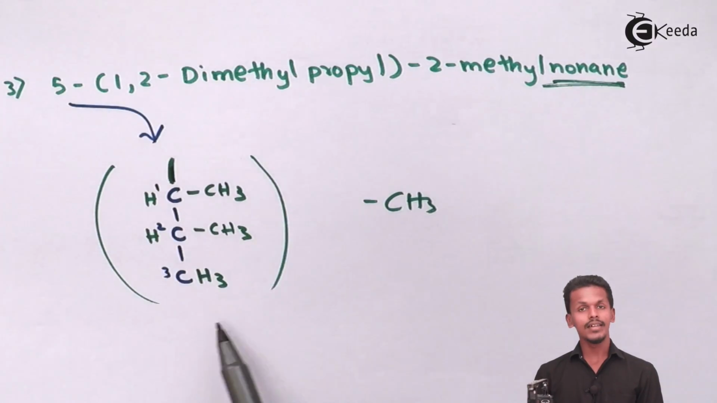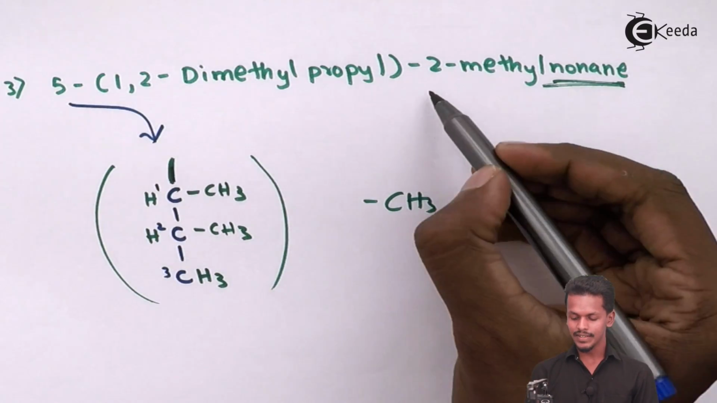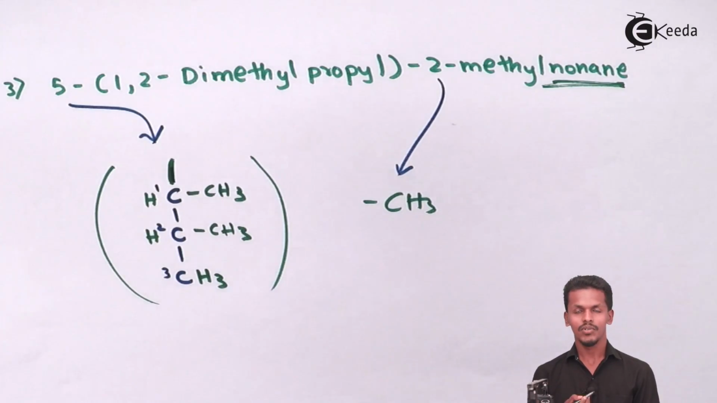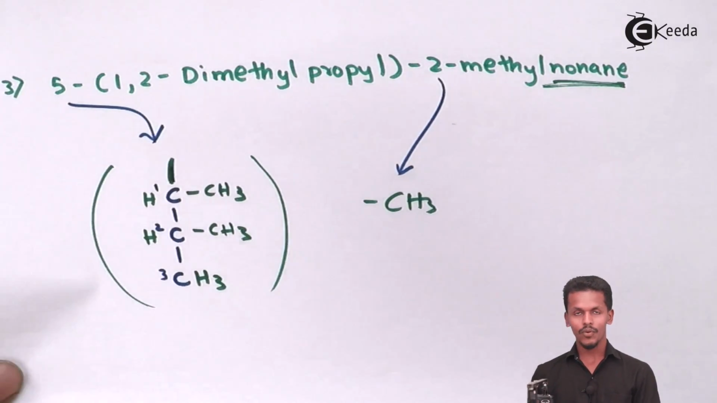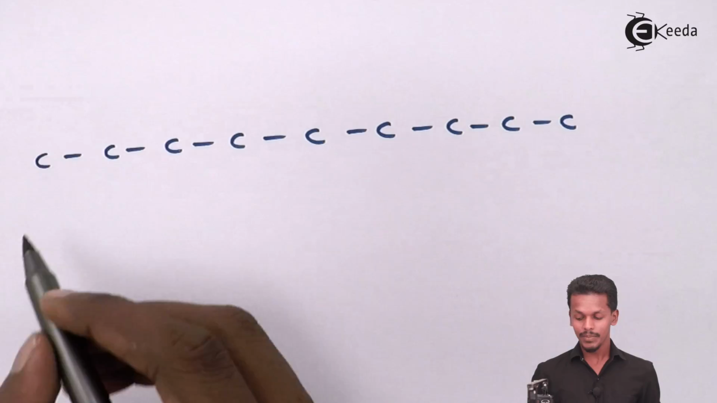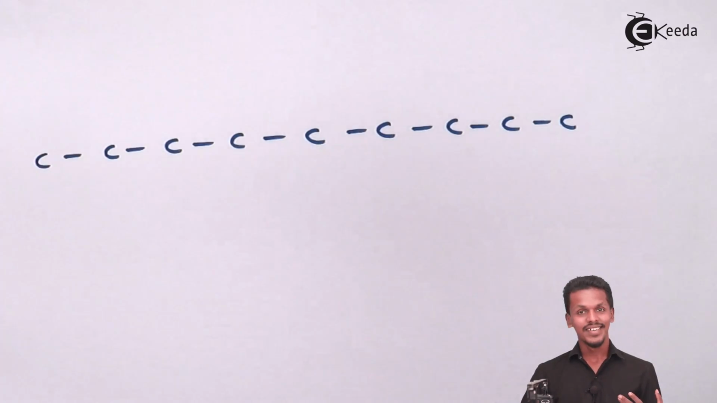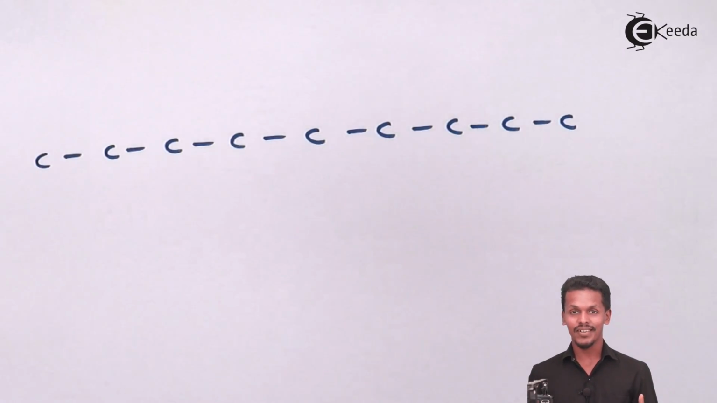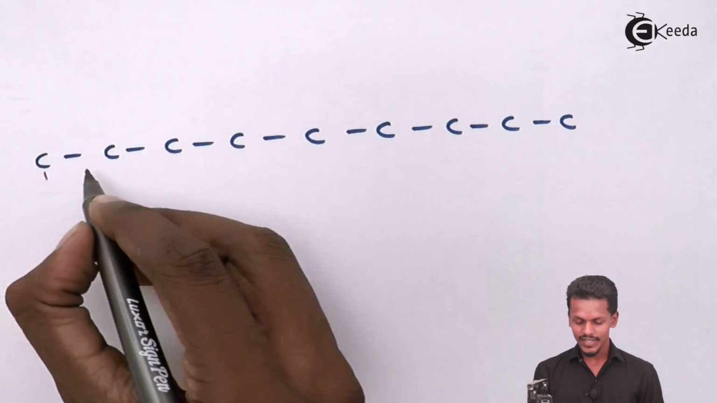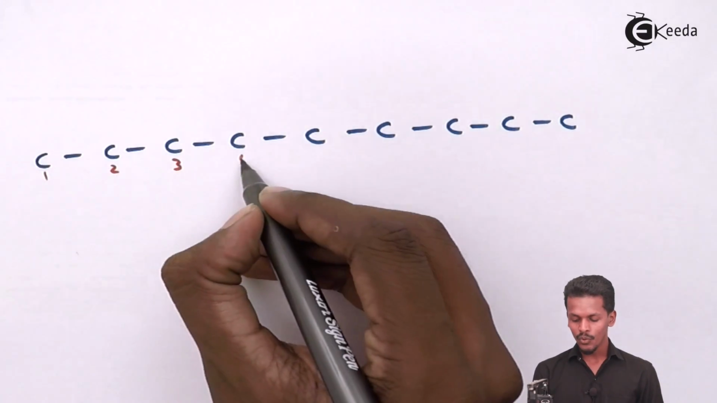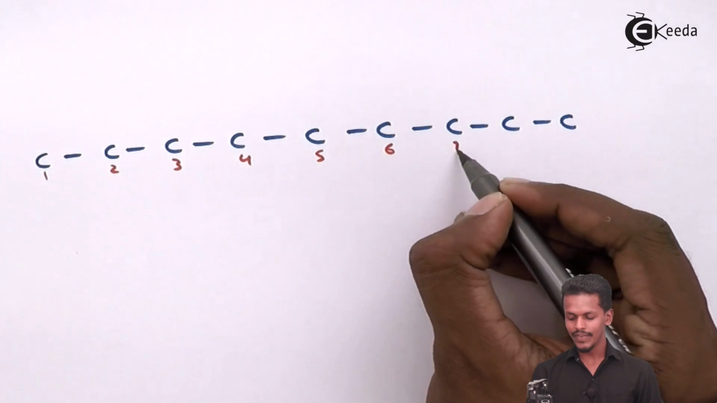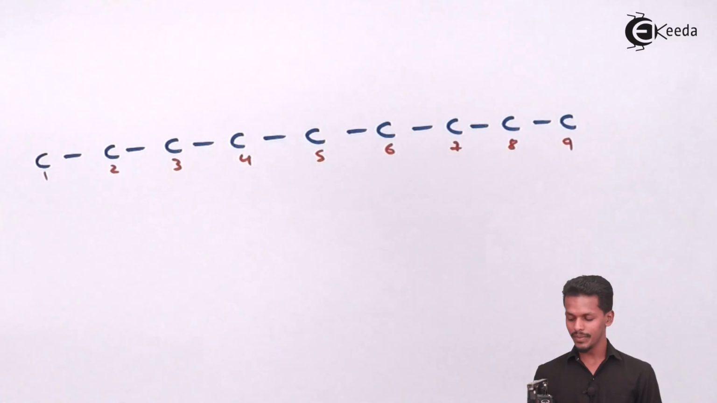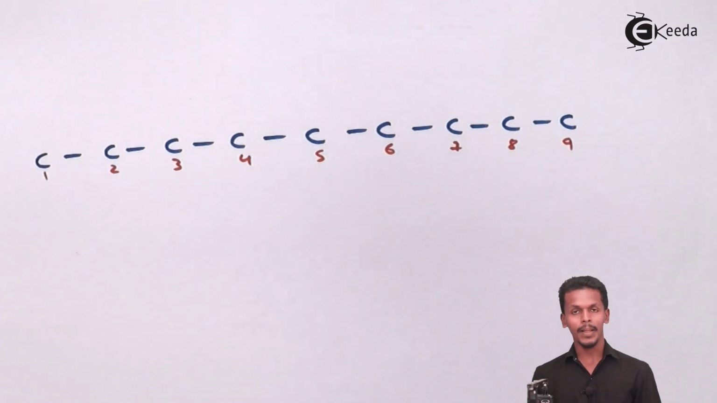So this is the group that we'll draw on the 5th position, and meanwhile the methyl should be drawn on the 2nd position. Starting with the 5th position, we have not named it yet. So the first thing is we have to number it first. So this is the 1st, 2nd, 3rd, 4th, 5th, 6th, 7th, 8th and 9th carbon atom, and talking about the substituents.